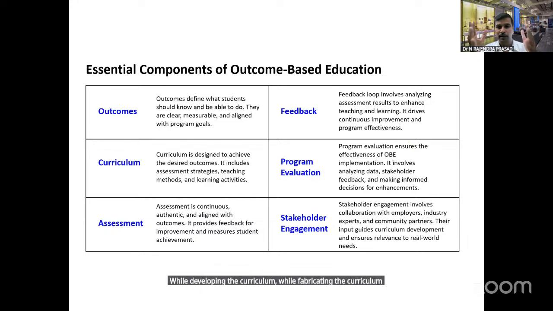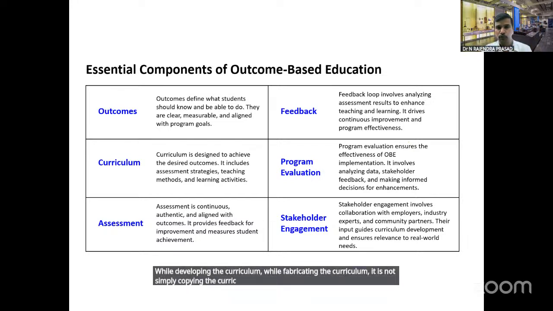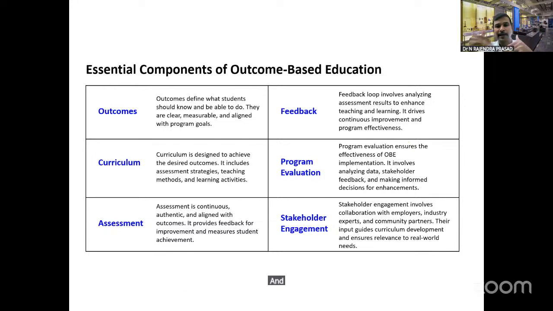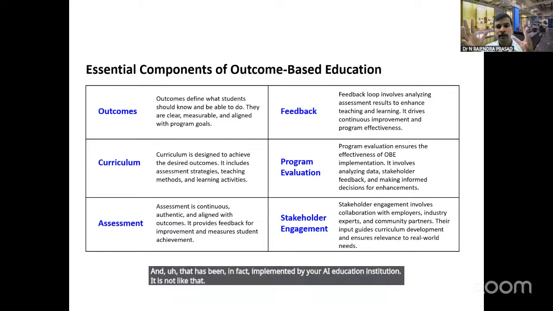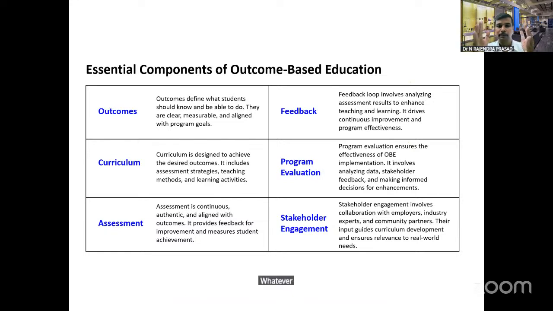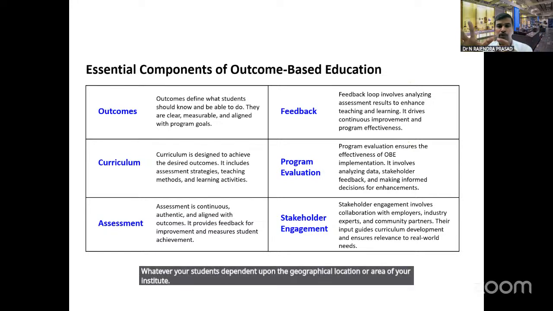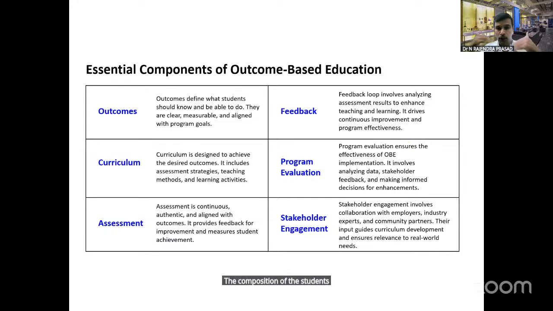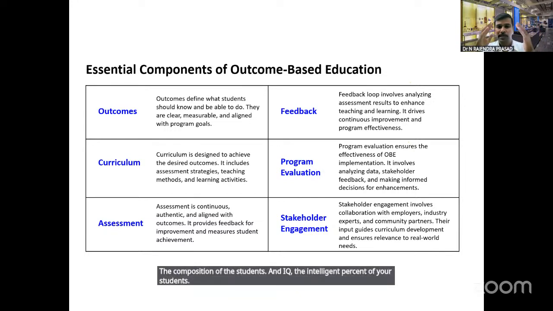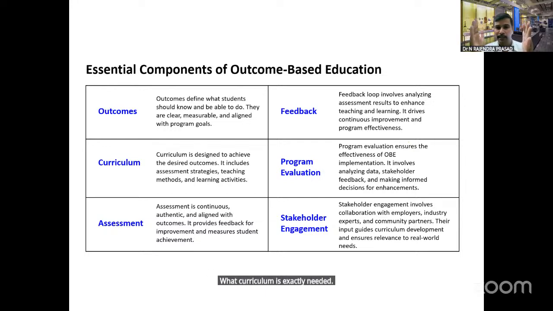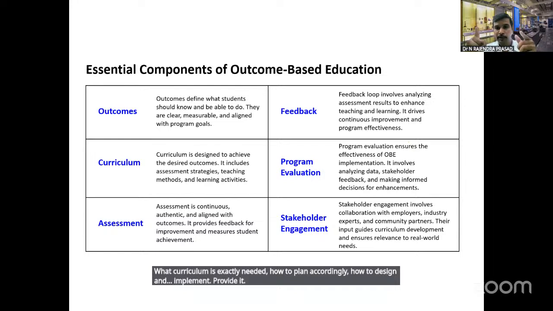It is not simply copying the curriculum developed by some university or some other autonomous college and implementing it intact in your higher education institution. It is not like that. Depending upon the geographical location or area of your institute, the composition of the students and their intelligent quotient, you have to plan what curriculum is exactly needed, and accordingly design and implement, provided that is permitted to you.